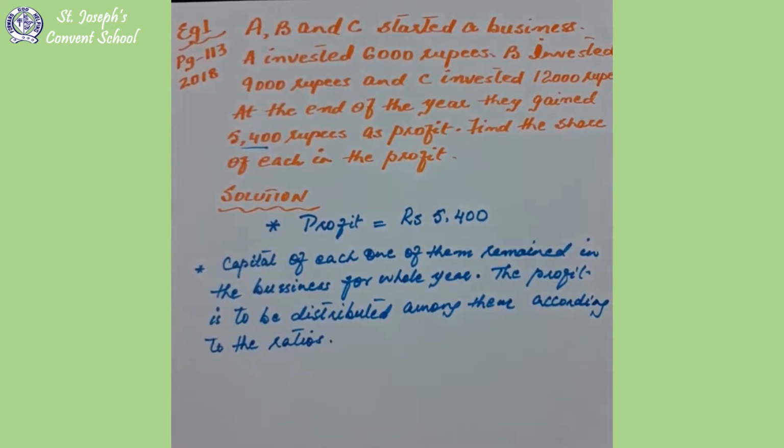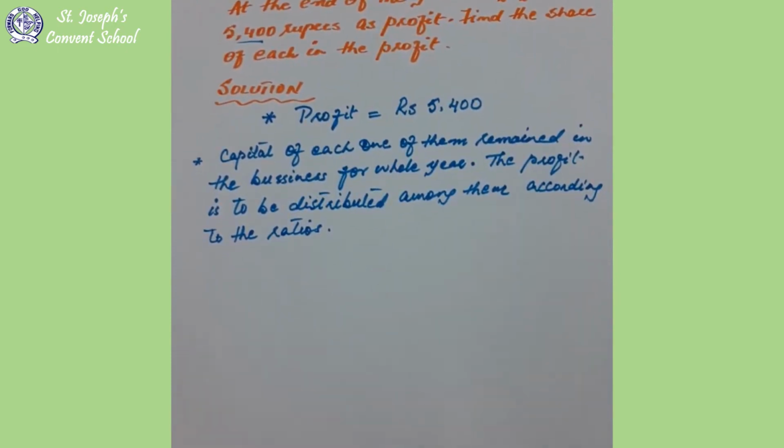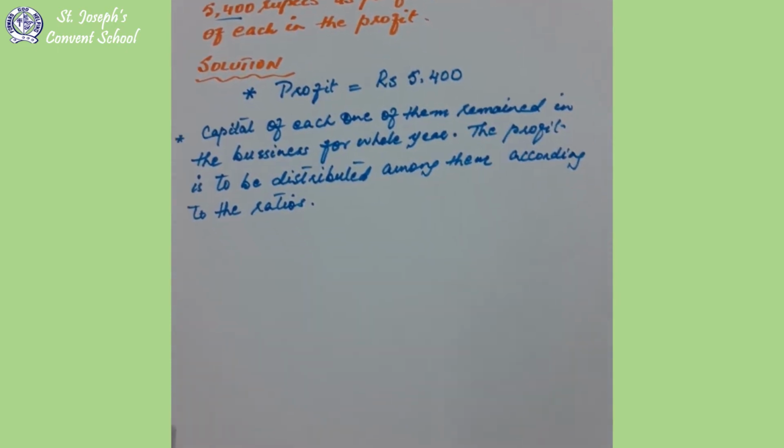Okay, according to the ratios, whatever amount they have invested, according to that they will get the profit. Now you have done ratio questions. Same way we are going to write their ratios, how much amount A, B and C has invested. So let's start.